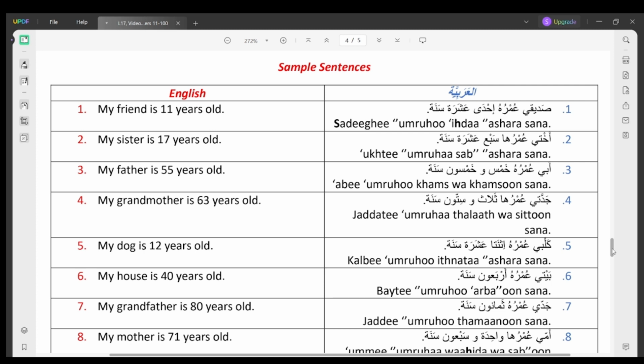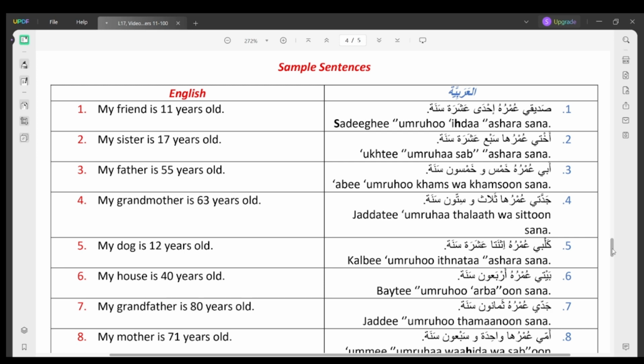My sister is 17 years old. أختي عمرها 17 سنة. Number 3. My father is 55 years old. أبي عمره 55 سنة. Number 4. My grandmother is 63 years old. جدتي عمرها 63 سنة. Number 5. My dog is 12 years old.